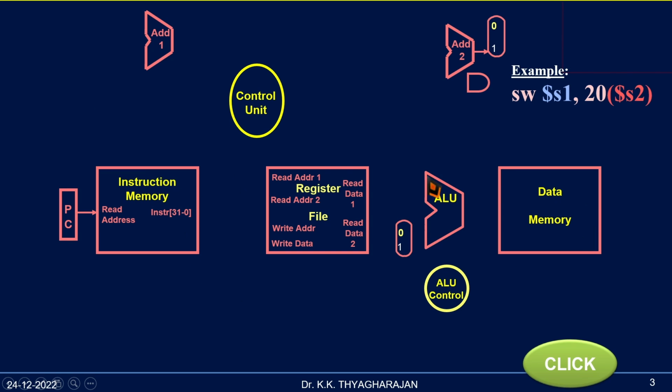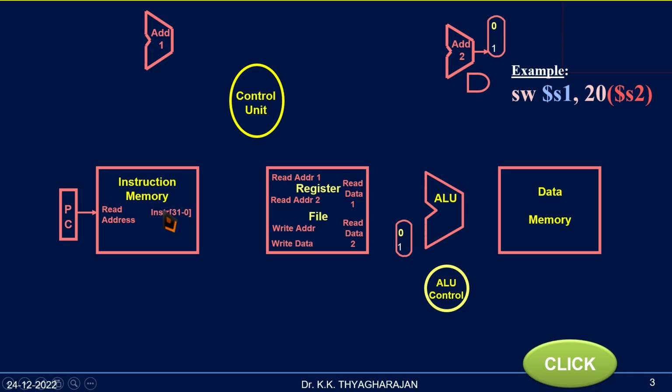These are the functional elements or functional blocks used in the data path diagram. But some blocks will not be used by some instructions. For example, this data memory will not be used by an add instruction, but it is necessary for store word or load word instruction. This is the program counter which holds the address of the instruction to be executed currently.